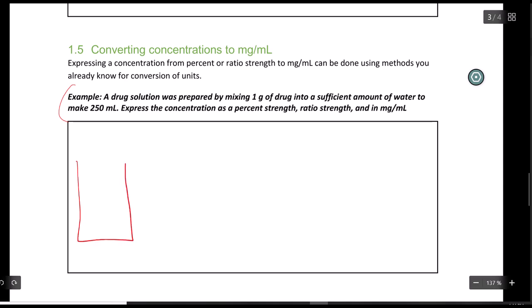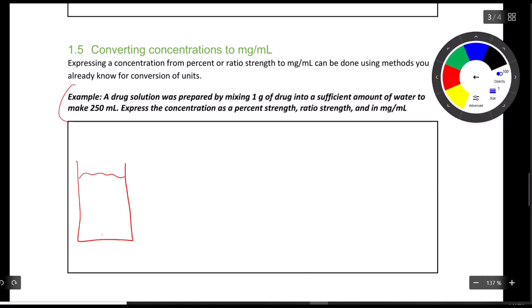Draw it out, always a good idea. You've got 1 gram of drug, so let me make this a different color. Let's go with some green here. I got 1 gram of drug, it's all sitting in here on the bottom, just powder. And then I add water to 250 mLs. So I QS with water to 250 mLs. So this whole thing is full of water now. So the question is, what's the concentration of drug? I know that I was told that this is 1 gram of drug.